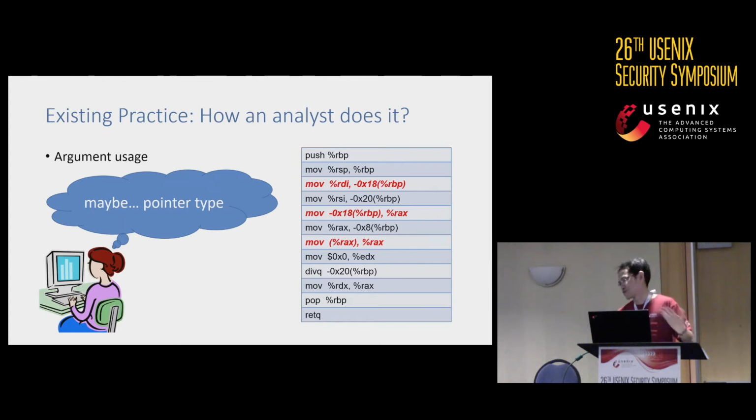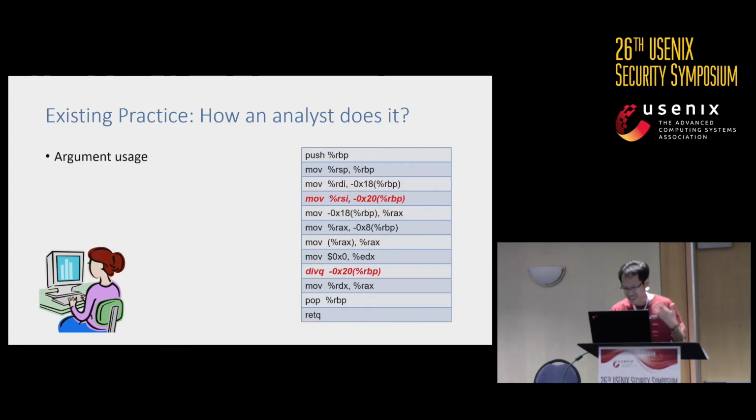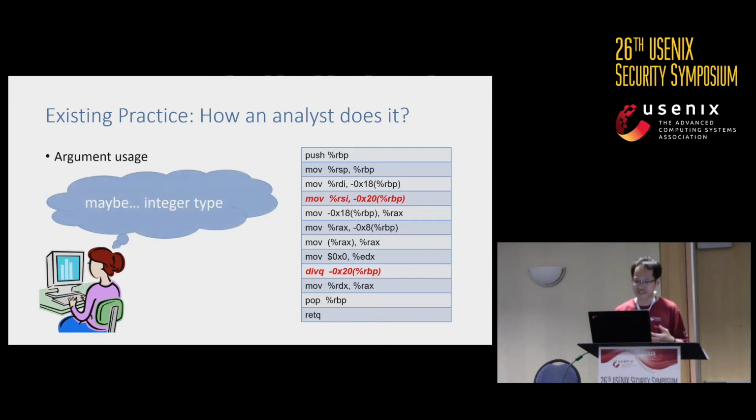And we repeat this for the second argument. Taking a look at the second argument, we realize that it's being used in this particular instruction called divq. And me being the absolute noob in Intel ISA, I have to refer back to the manual and realize that this is an unsigned integer division, and hence I can make the prediction that maybe the second argument is an integer type.